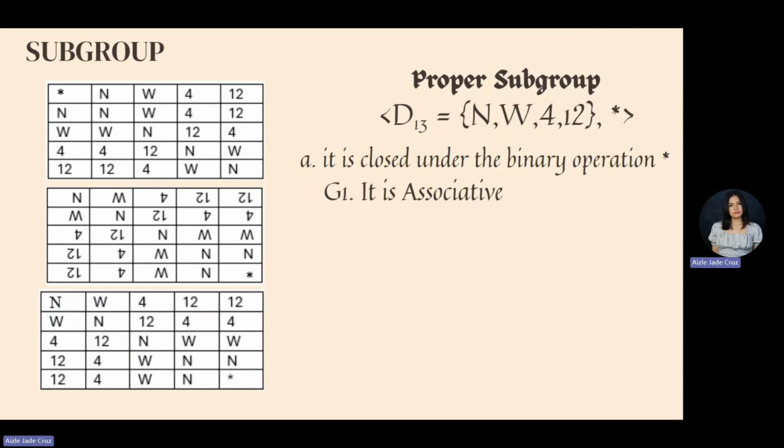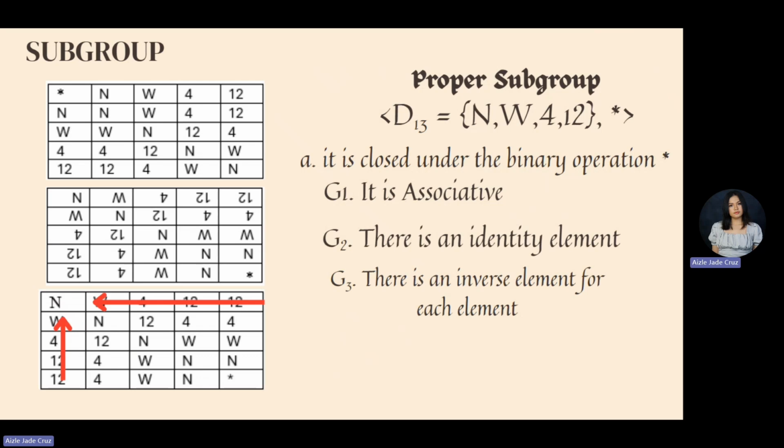Therefore, it is associative. G sub 2, there is an identity element which is n. G sub 3, there is an inverse element for each element: n inverse is equal to n, W inverse is equal to W, 4 inverse is equal to 4, 12 inverse is equal to 12. Therefore, G sub 13 consisting of the elements n, W, 4, and 12 under the binary operation star is a subgroup because it satisfies all the conditions by being a group.